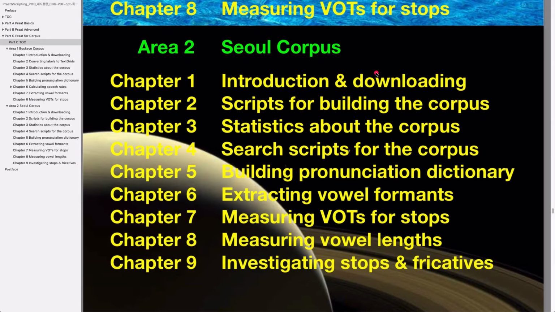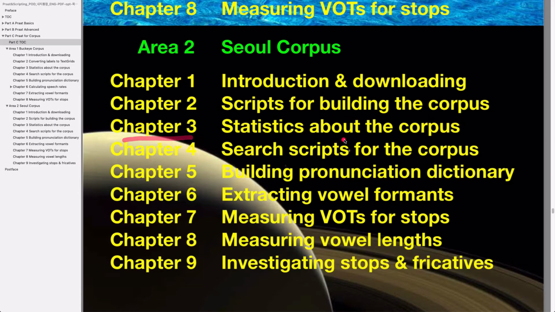Some professors and I got the grant for building a Korean corpus of spontaneous speech, and the name for that corpus is Seoul corpus, the casual name for the corpus. Area 2 has 9 chapters. The first chapter is about introduction and downloading. You can also download this corpus for free for your research. Chapter 2 has most of the scripts for building the corpus.